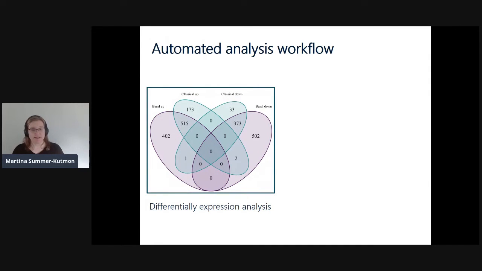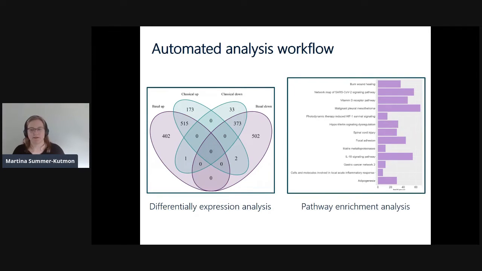There are only 3 genes, one that is classical down and basal up, and 2 that are classical up and basal down, that actually switch their expression changes between the subtypes. So while in the classical it's downregulated compared to the healthy control, in the basal one it's upregulated. So those are interesting genes to look at as well.